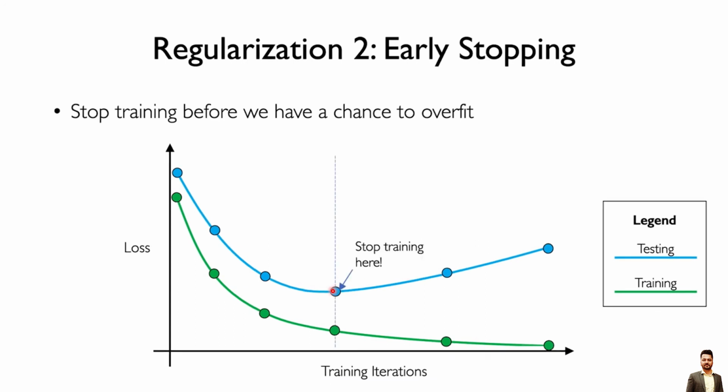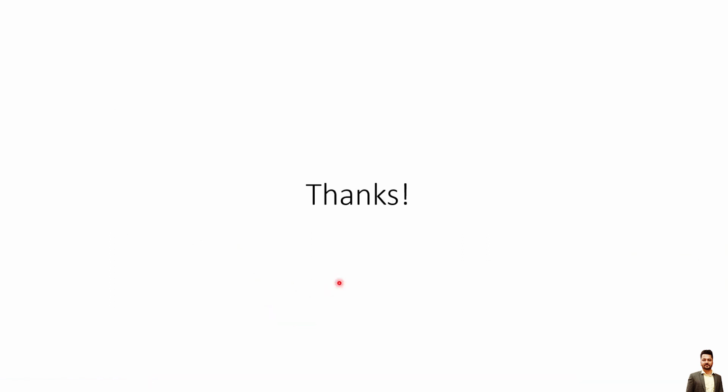So let's stop here, and on the left side was underfitting. If we had stopped earlier, it would have led to underfitting. If we stop after this point, you will get overfitting. So this is the ideal point, so you should stop here. This is early stopping. Thank you.